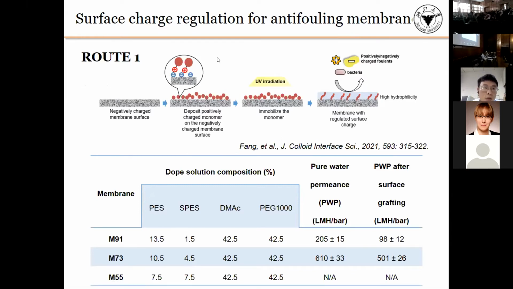So I introduce route 1. That is, we grafted the positive charge monomer onto the negative charge surface via UV radiation. The surface charge is regulated by controlling the substrate composition and surface grafting conditions.